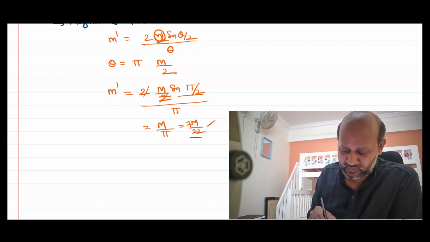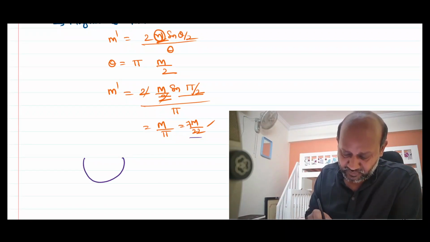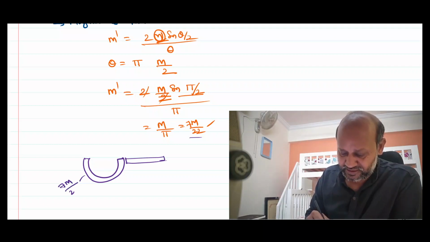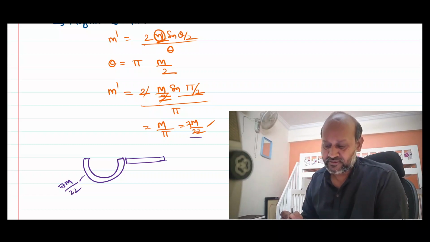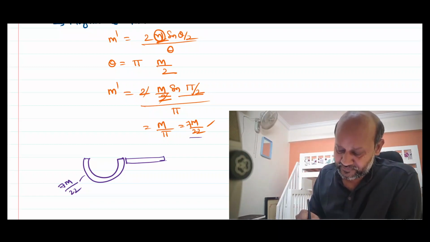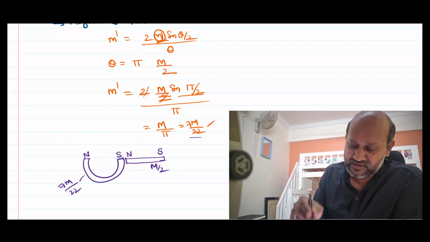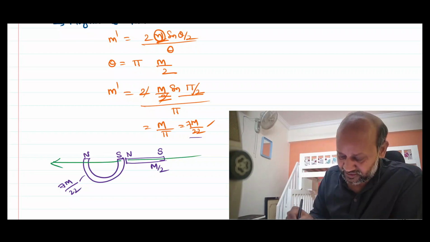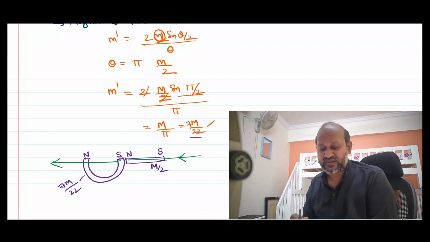Now let's go to the problem and see. He's saying one half piece of this bar magnet, with 7m by 22, is in contact with the other piece. So this piece has 7m by 22, and this piece has m by 2. They are in such a way that opposite poles are in contact like this. So each of these magnets has its moment's direction from south to north. That's the direction of the length of the bar magnet. So these two moments are in the same direction.